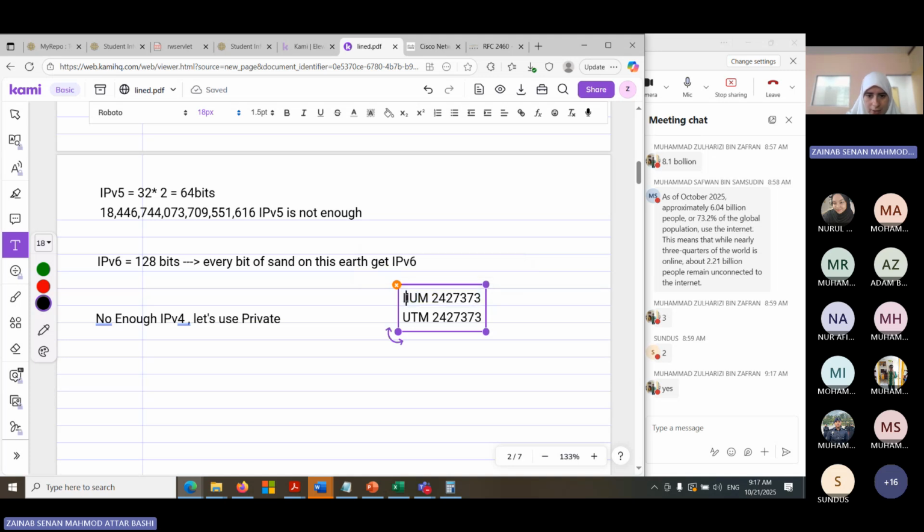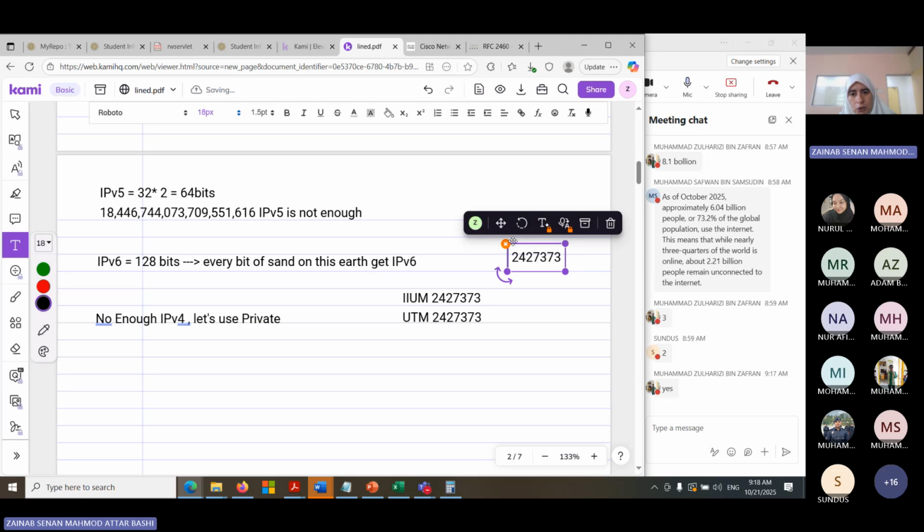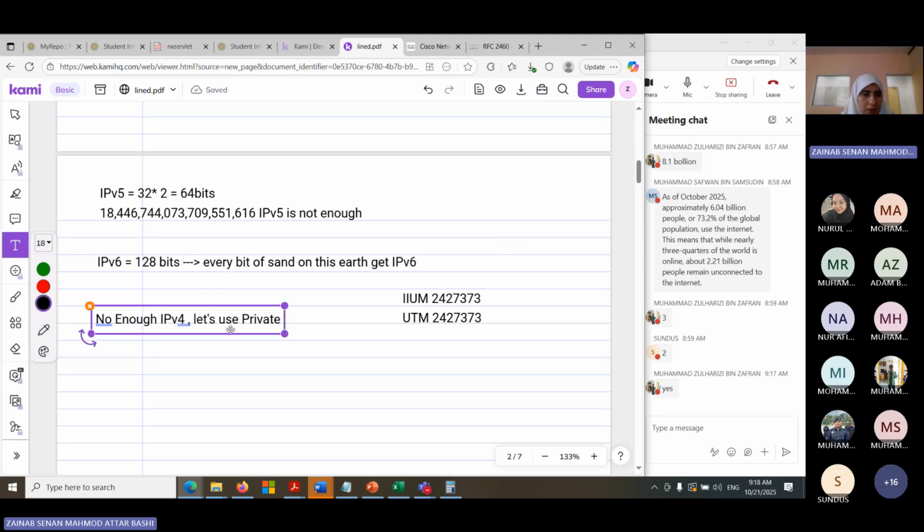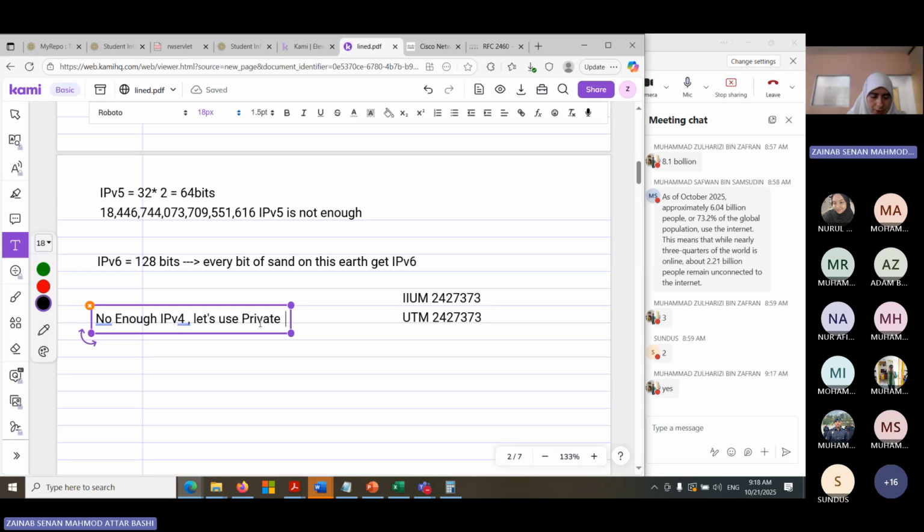But to give only the number 2427373, just give this number anywhere in Malaysia, no one will know who you are. It is only valid inside your institute. So that's the main idea of the private IP address. But the problem with the private IP address is that every time you need to talk to the outside world, you need to translate it.